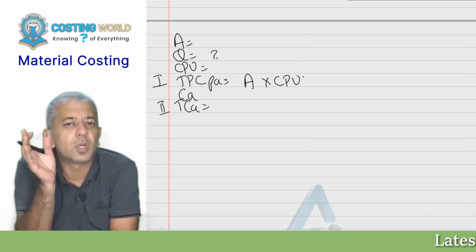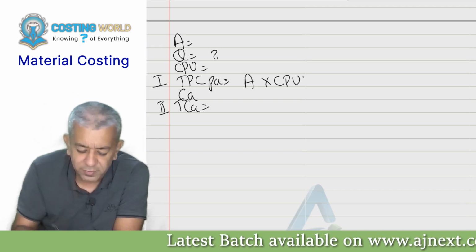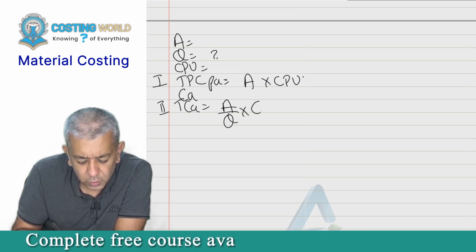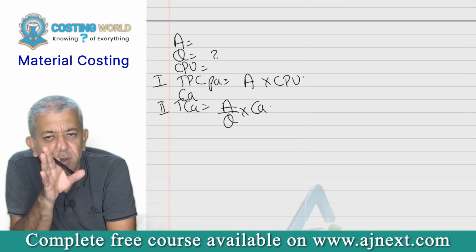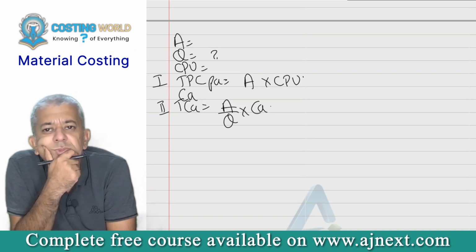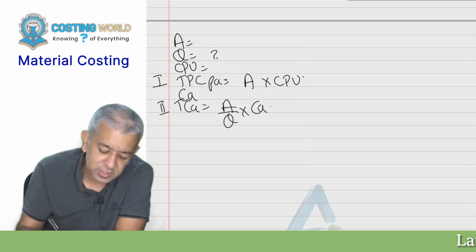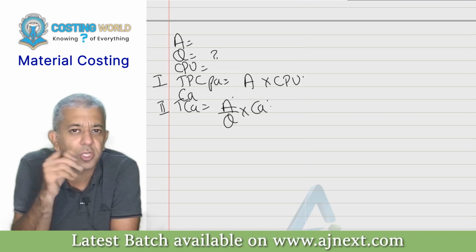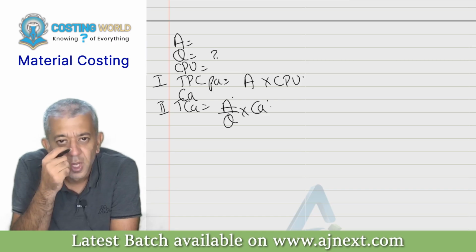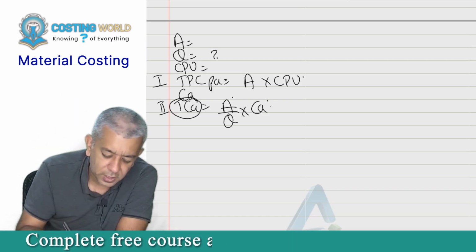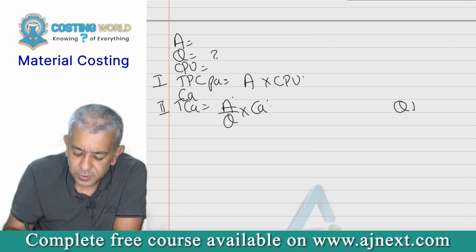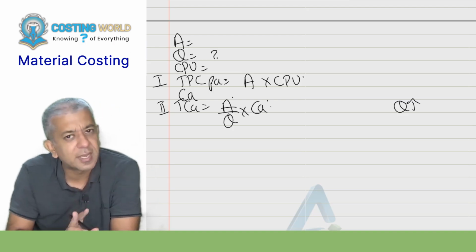Then in this particular case you are going to have TCA. TCA stands for total ordering cost for 1 year, and its formula will be A upon Q into CA. Can you say A by Q stands for number of orders? Yes, sir. So A by Q into CA. Now CA is constant. In any case A is also constant. So there is only one figure that you can change on the right hand side, and that's nothing but Q. So if you want to reduce this particular cost, then Q should be as high as possible. So this is your second type of cost.